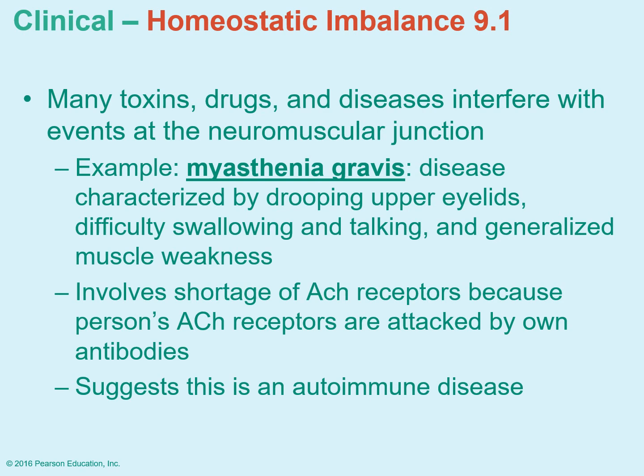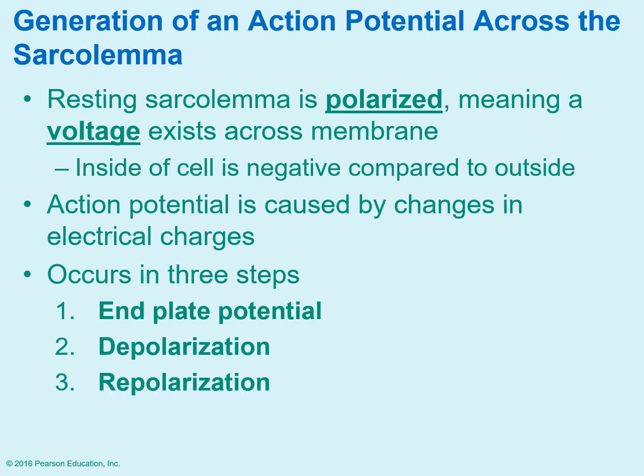There are a lot of different drugs and diseases that can interfere with events of the neuromuscular junction. Some of these are autoimmune diseases. Some of them are different toxins that can interfere with those steps.